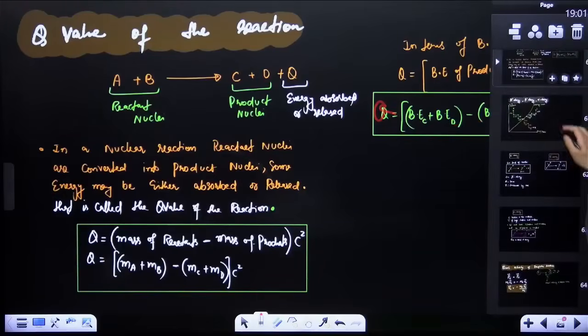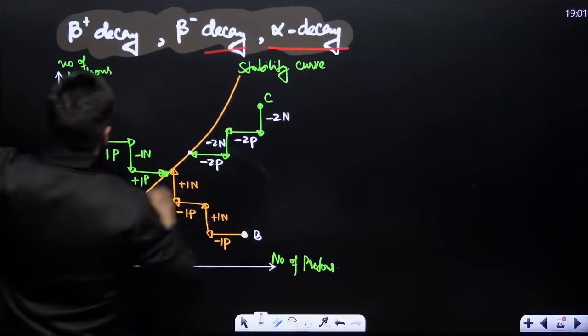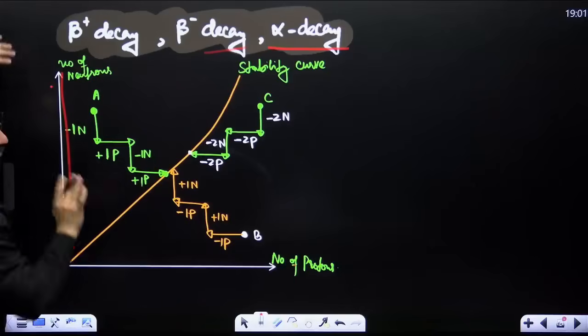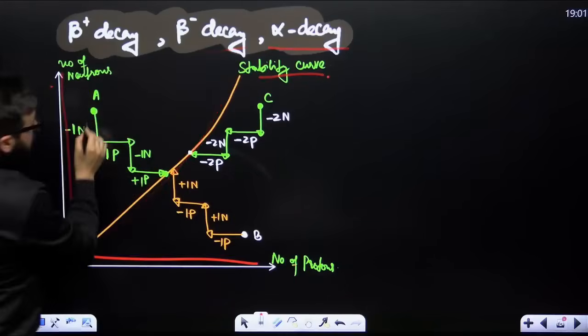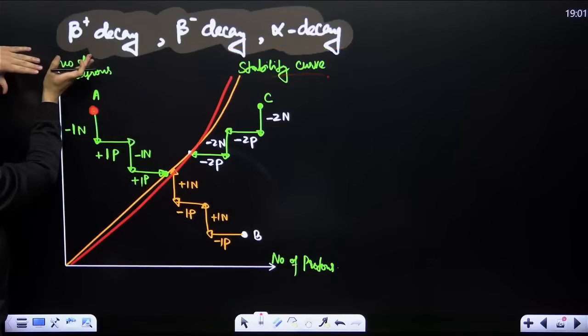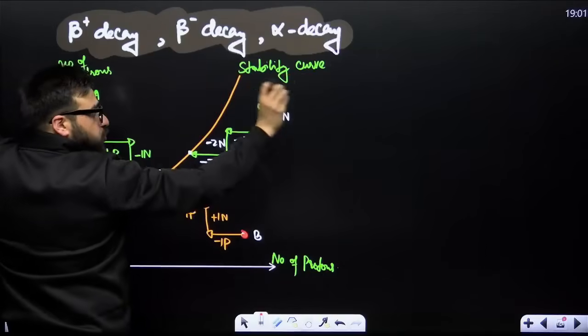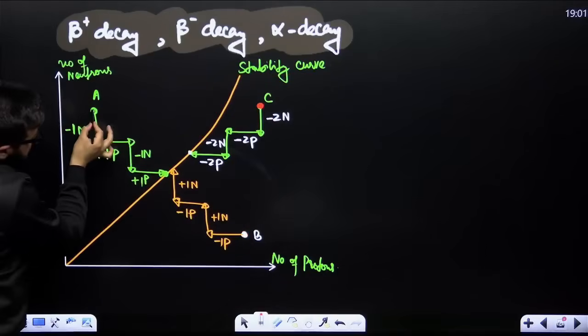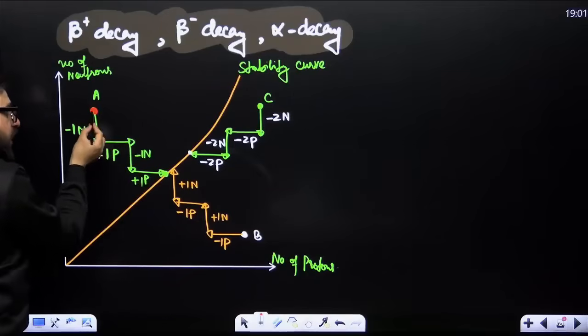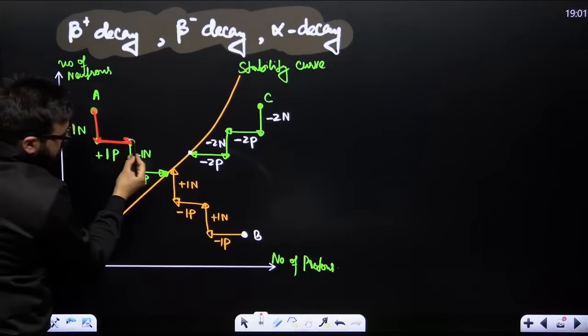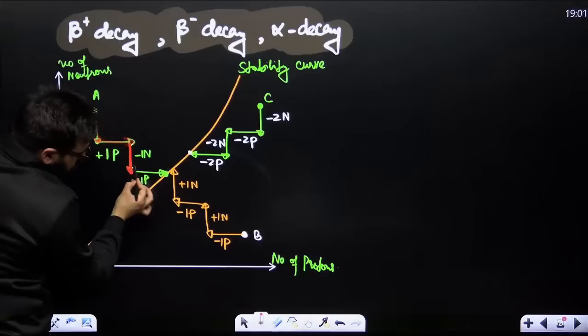Now, alpha decay, beta plus decay, beta minus decay. We make a graph between number of protons and number of neutrons. This curve is what we call the stability curve. This nucleus has a large number of neutrons, so it is unstable. This one has a large number of protons, so it is also unstable. This has both large protons and large neutrons, so it is also unstable. So basically, this nucleus will try to reach the stability curve. It will lose one neutron and gain one proton. Again, one neutron lost, one proton gained.